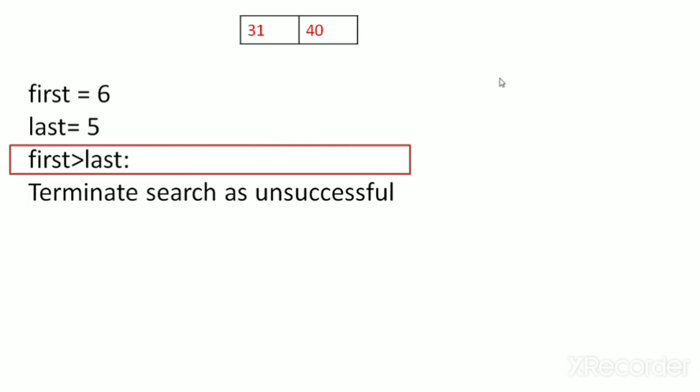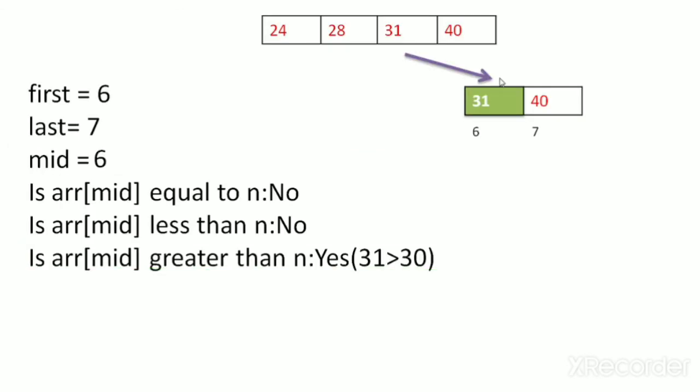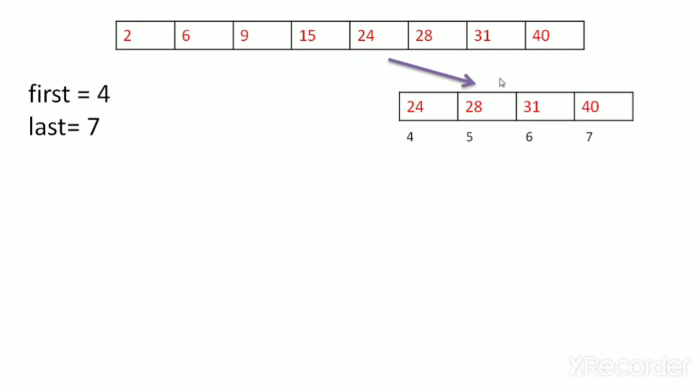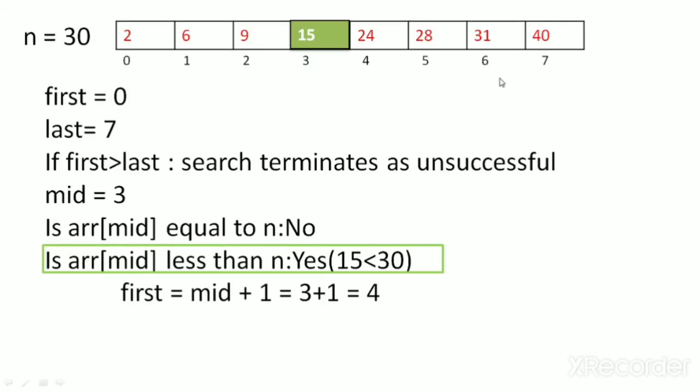This means that the element is not in the array, which is true, as we have already seen that 30 is not in that array. We were searching for a number which is not in the array.